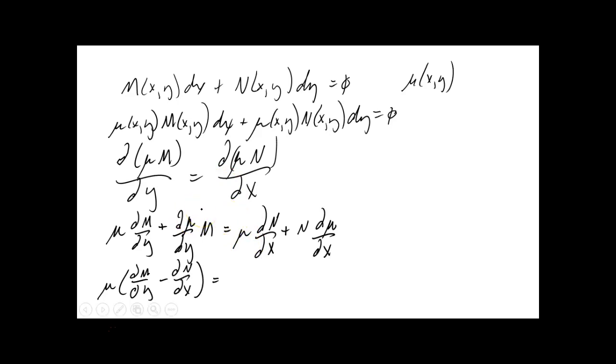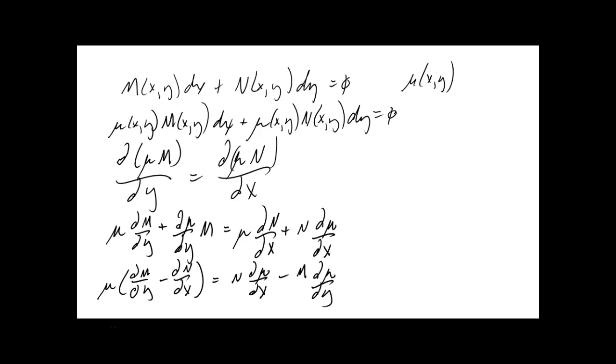And it really doesn't matter too much, so I'll do it the same way they did. N times the partial of mu with respect to x minus M times the partial of mu with respect to y. That's subtracting this from both sides. I rearranged a little bit. Okay. Now, just a little time out here. Okay.